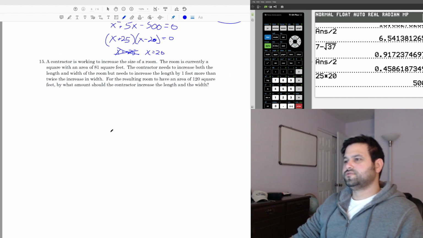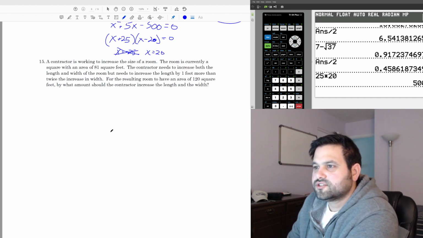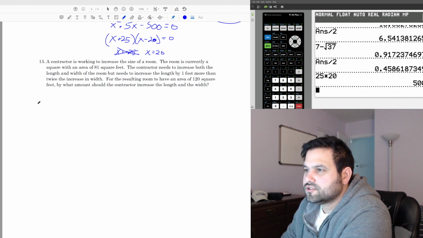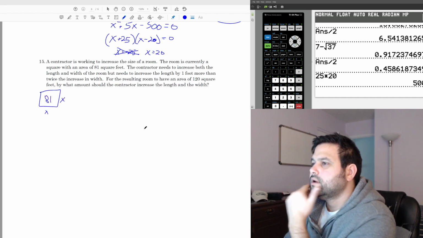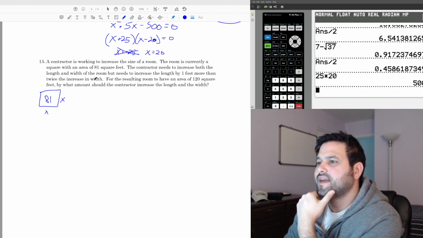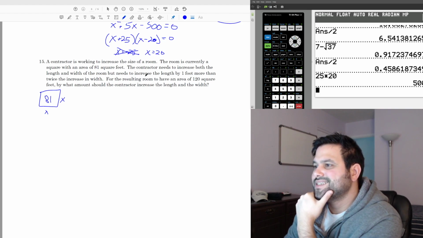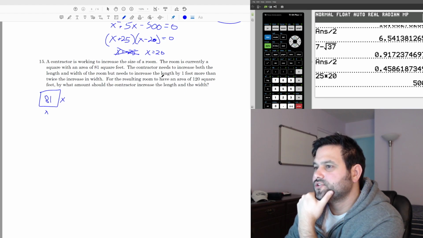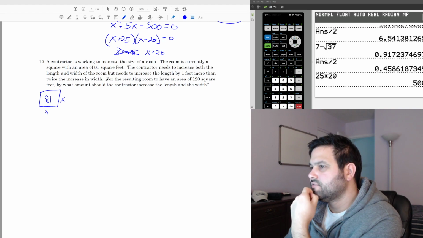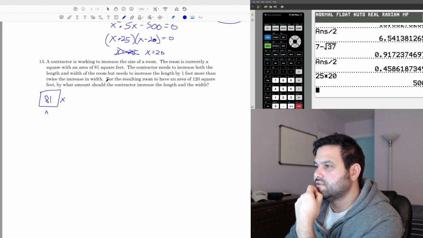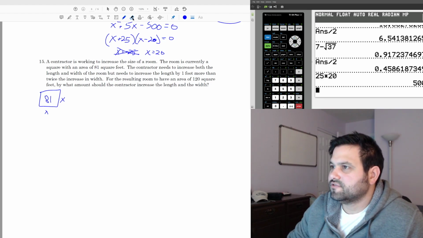A contractor is working to increase the size of a room. The room is currently a square with an area of 81 square feet. The contractor needs to increase both the length and the width of the room, but needs to increase the length by 1 foot more than twice the increase in width for the resulting room to have an area of 120 square feet. Okay, let me change what I've just drawn.